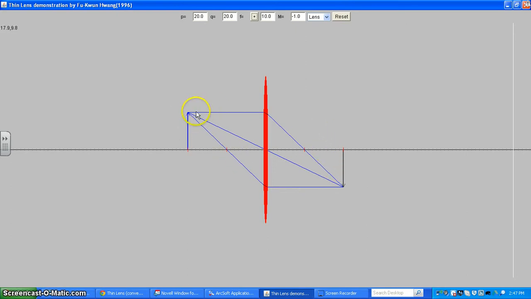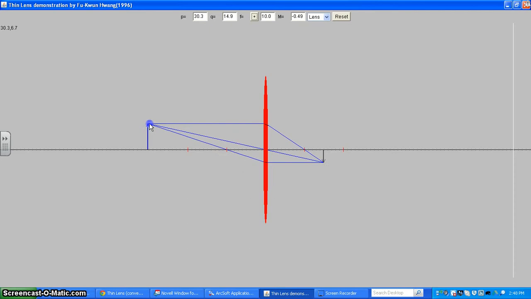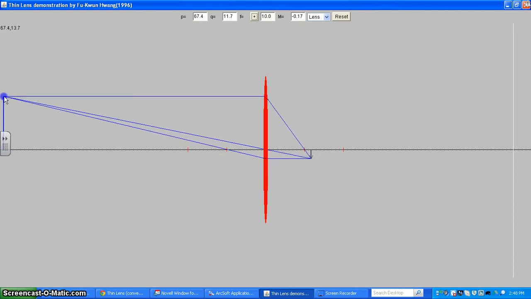Okay, the first one is drawn parallel to the principal axis, and it is focused through the focal point behind the lens. The second one is drawn from the object through the focal point on the same side as the object, and then once it hits the lens, it gets refracted parallel to the principal axis. And then the last one is drawn directly through the middle of the lens, and it doesn't change directions at all.